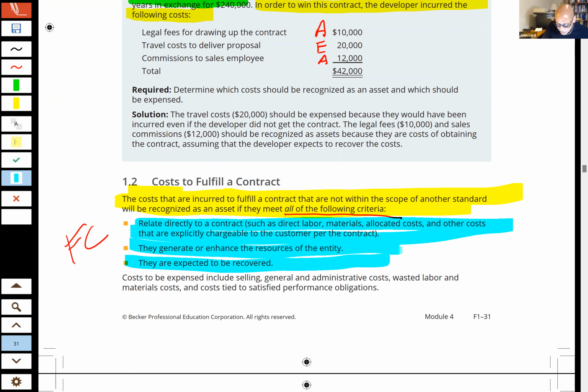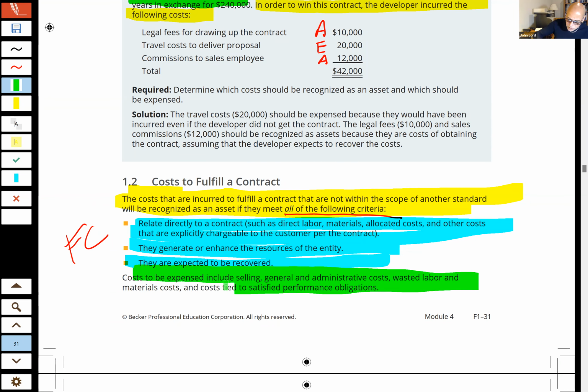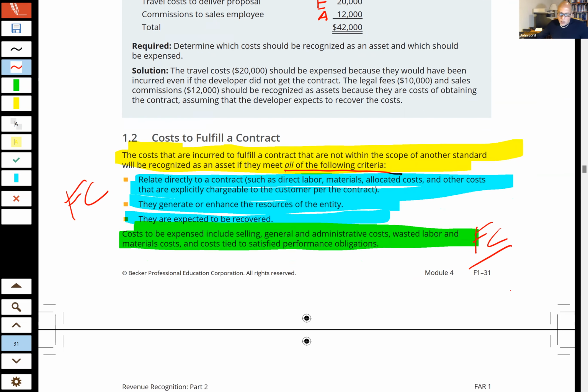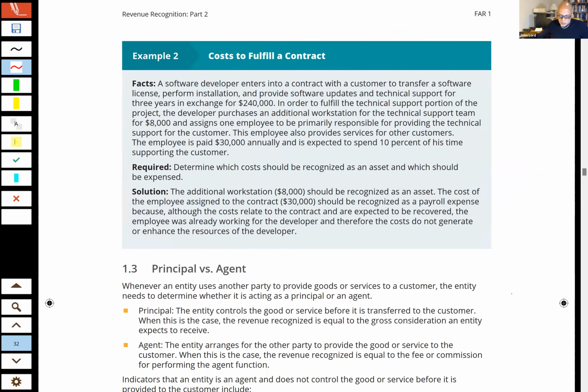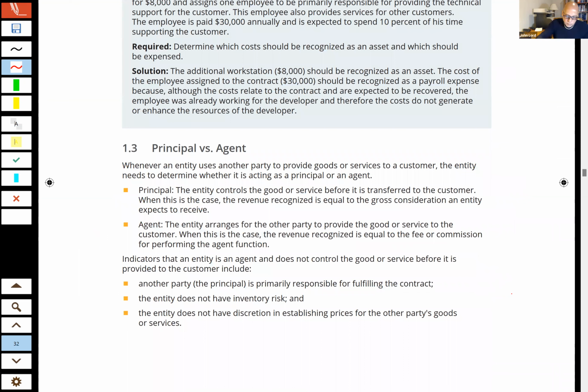And you start to look at this. Relating directly is kind of a no-brainer, but they generate or enhance the resources of the entity. They are expected to be recovered. Does that sound like future economic benefit to you? Is that the definition of an asset? Yeah. So take that as an asset. Costs to be expensed include selling, general and administrative costs, wasted labor, etc. Things that we are typically used to expensing in a period, but you can go ahead and flashcard that in case you need a reminder. We don't need to get into that. That's basically going to repeat that criteria for us. I think we got a flashcard on that.